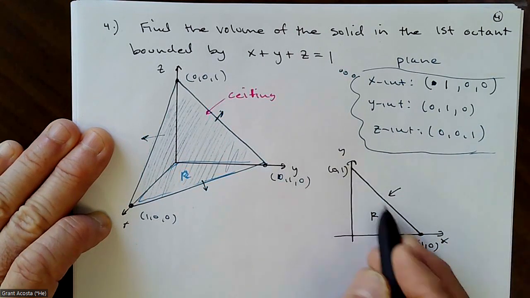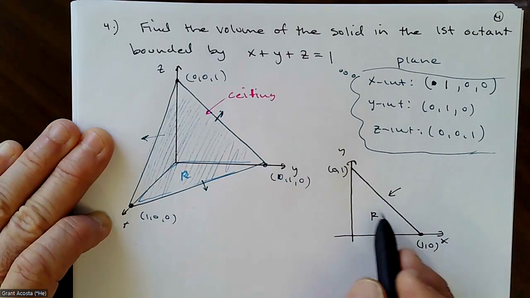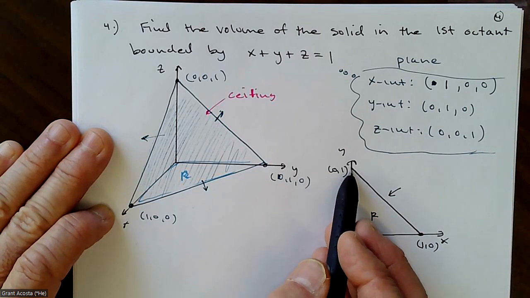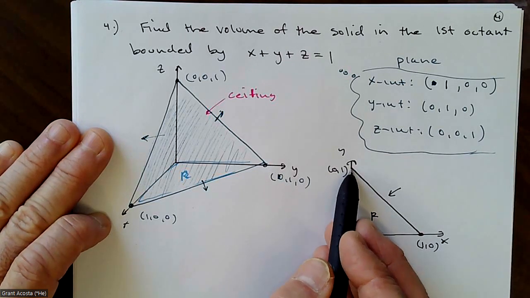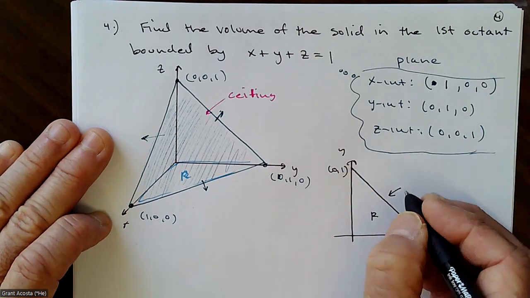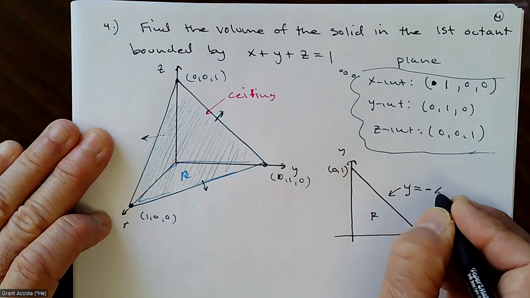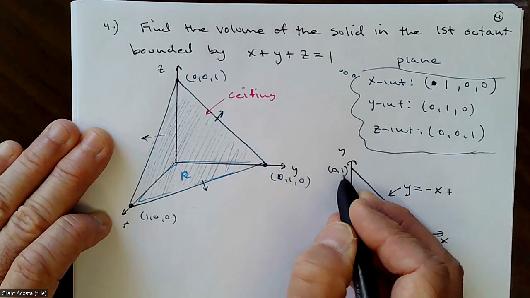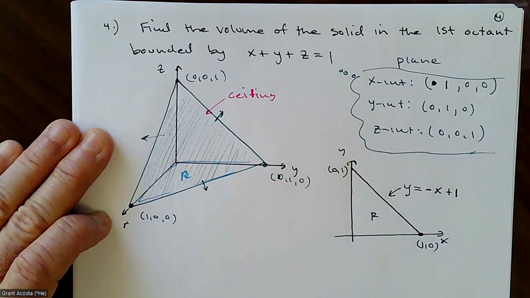I'm going to probably need the equation of this line right here. There's a couple of ways you could do it. One of them, if you just think y equals mx plus b, what is the slope of this line? Well, to get from here to here, you go down 1 over 1. So I know it has a slope of -1. So it's negative x plus your y-intercept, and my y-intercept is 1. So that's the equation of my line.